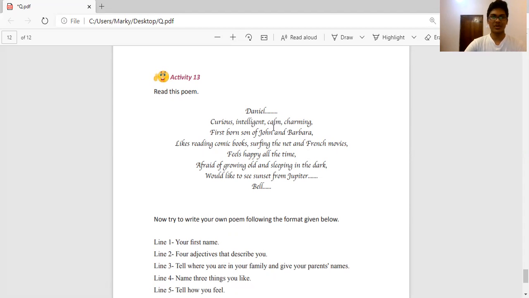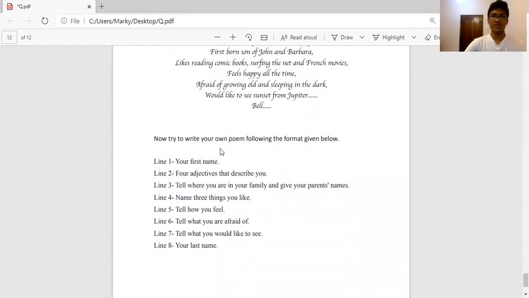So with this we will end the lesson. Okay, so read this poem. Daniel, curious, intelligent, calm, charming, firstborn son of John and Barbara, likes reading comic books, surfing the net, and French movies. Feels happy all the time, afraid of growing old and sleeping in the dark. Would like to see sunset from Jupiter. There. Now try to write your own poem following the format given below.